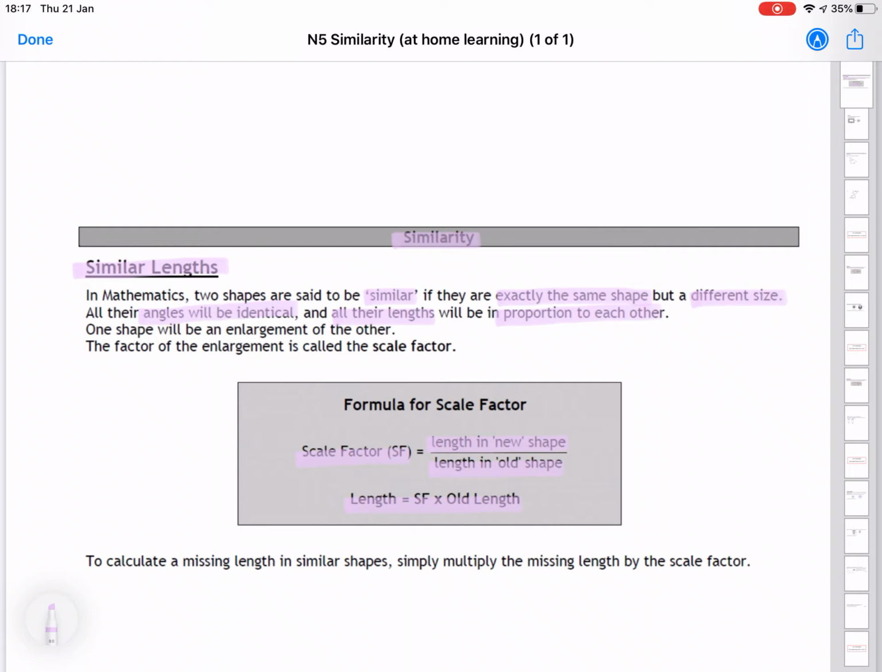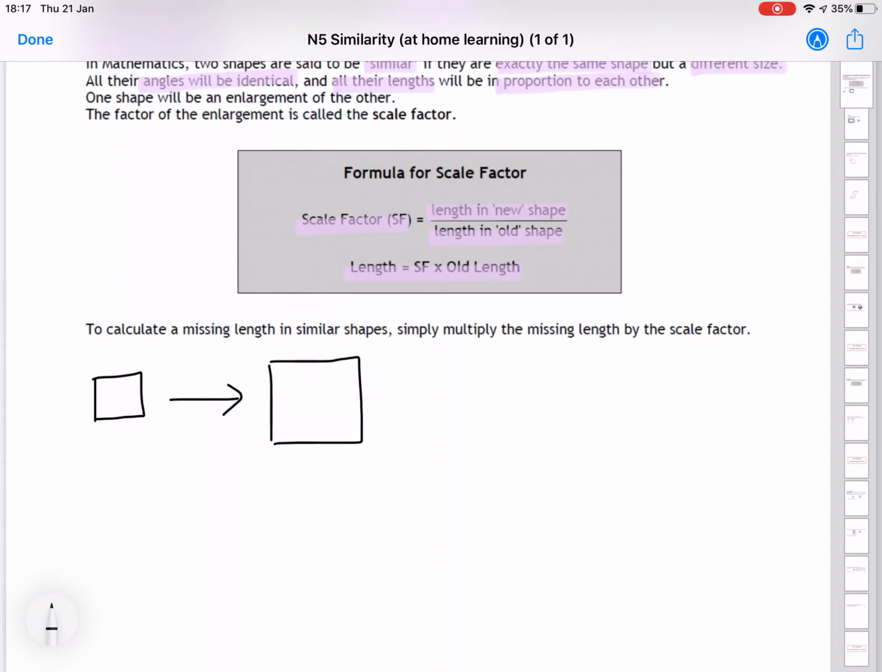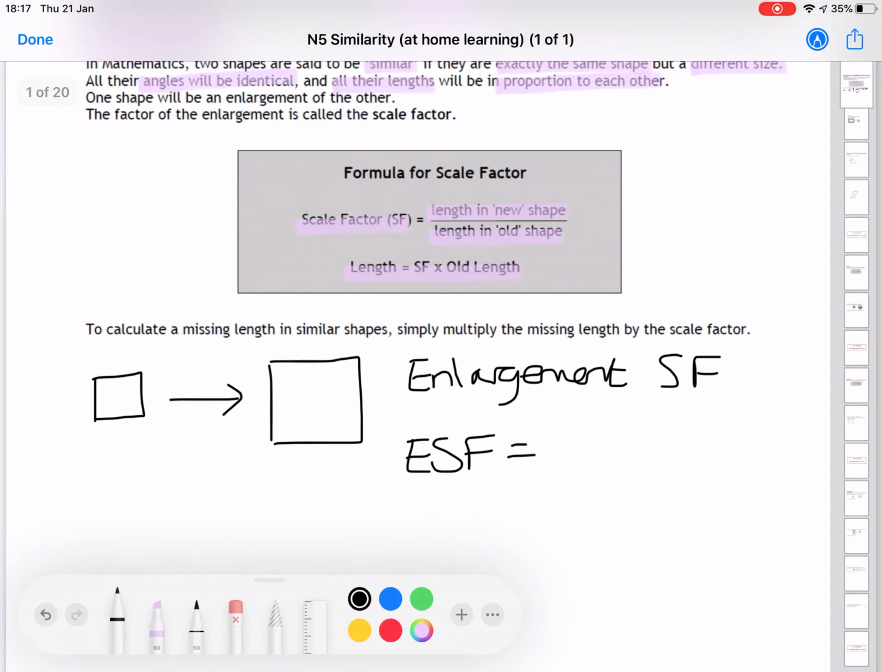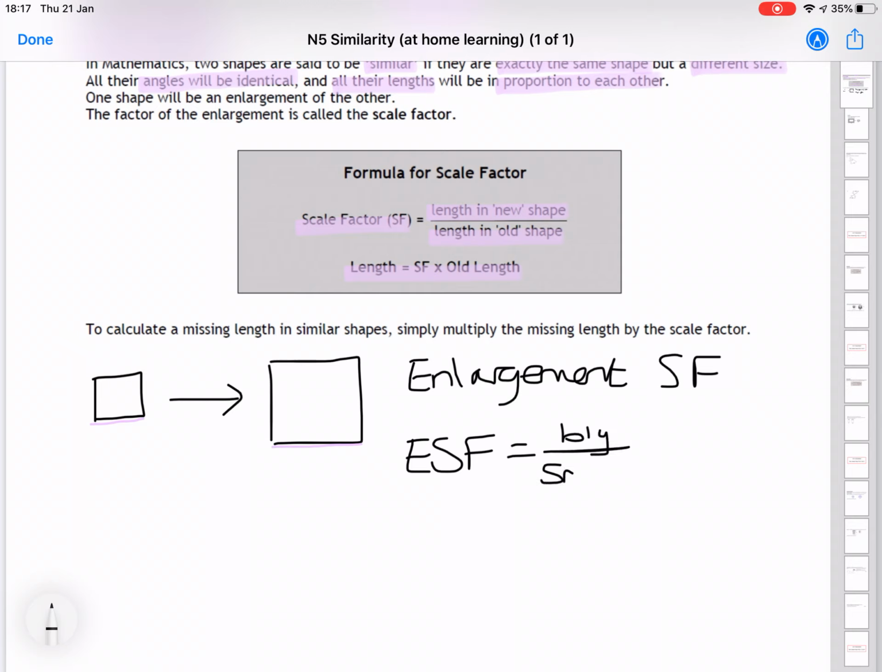For your notes, what I would like you to do is add a little bit here because I find that this is helpful for pupils when they're trying to write their scale factor out. If you have a shape where an enlargement is being made, a smaller shape being enlarged to a bigger shape, what's been used here is called your enlargement scale factor. The way that you would work this scale factor is you would take two matching sides in your two diagrams, perhaps this side and this side, and you would use the big side over the small side.